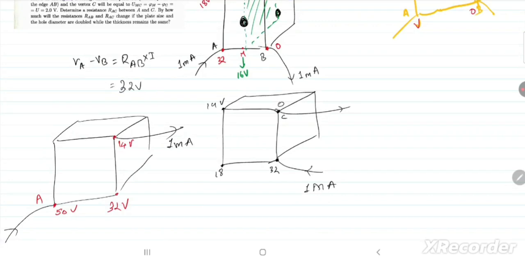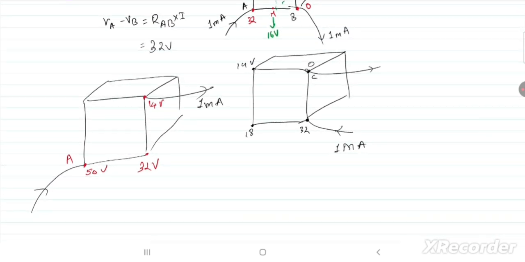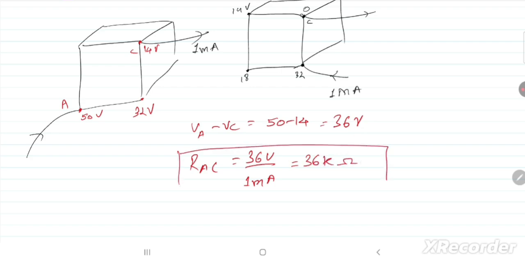Okay, hope you get it. Now can you tell me what is the difference between the voltages of A and point C? The VA minus VC is equals to 50 minus 14, which is equals to 36 volts, right? So RAC will be 36 volt upon 1 milliampere, which will be equal to 36 kilovolts, sorry, kilo ohms. And that's the answer to the first part.